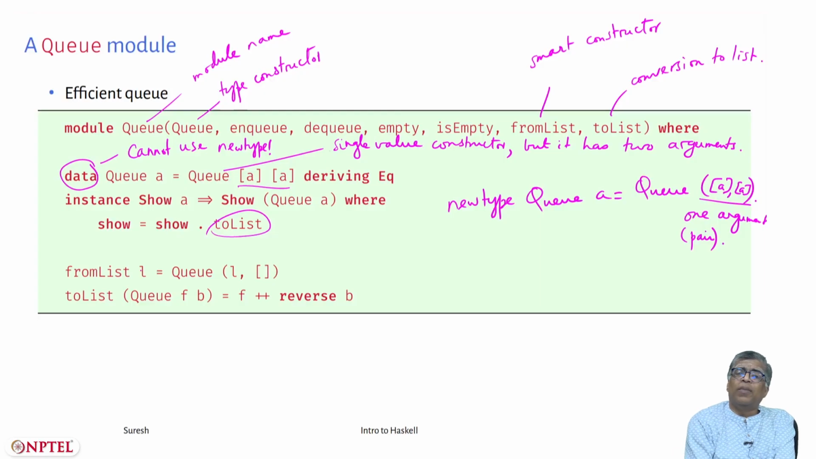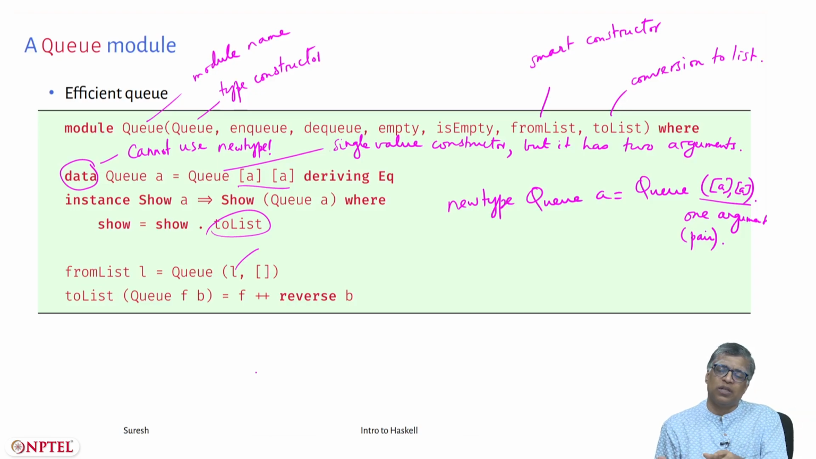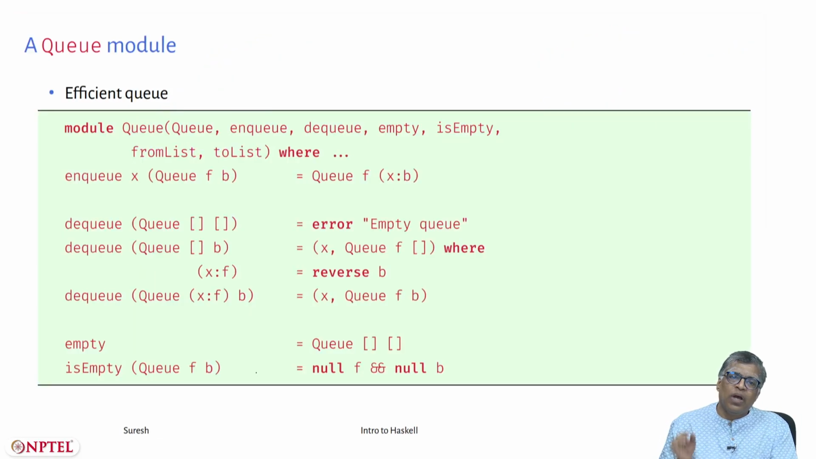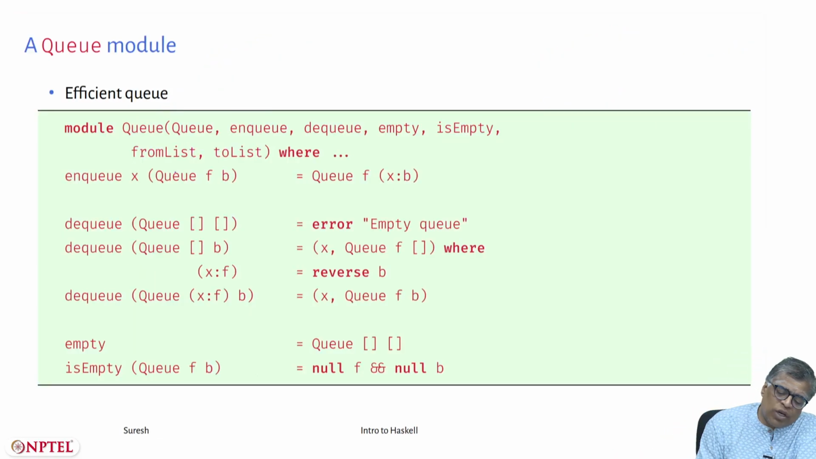From list, how do I convert from list to Q? I just put the list as the front and take empty to be the back. To list is F ++ reverse of B. A Q is the front plus the reverse of the back, right? So I can do all this. Now I need to implement NQ and DQ. NQ is simple. NQ of X and Q of F and B is nothing but Q of F and X : B, as I told you earlier.